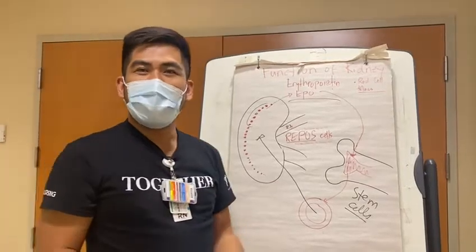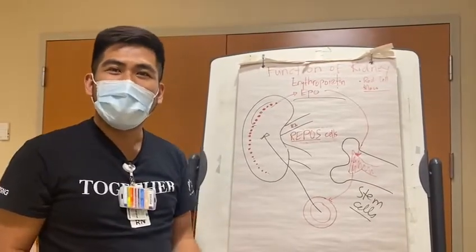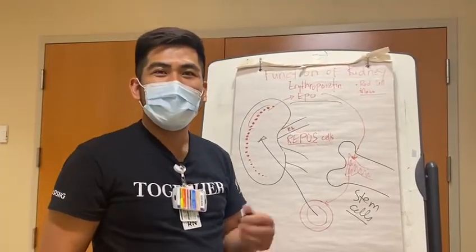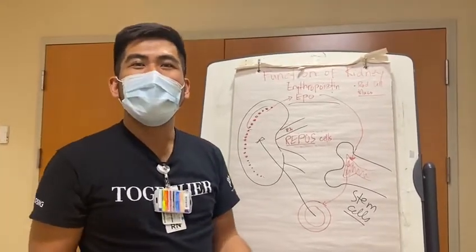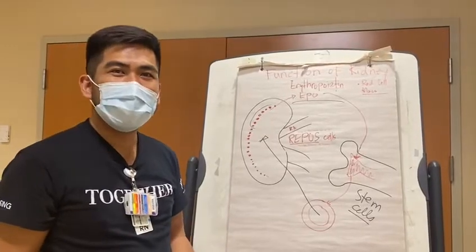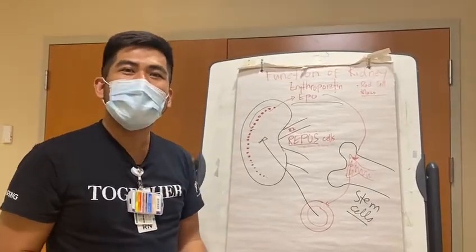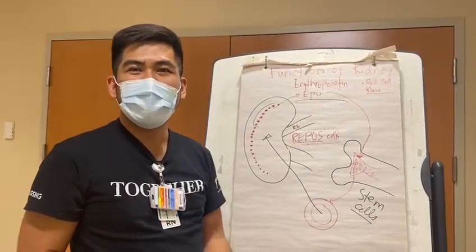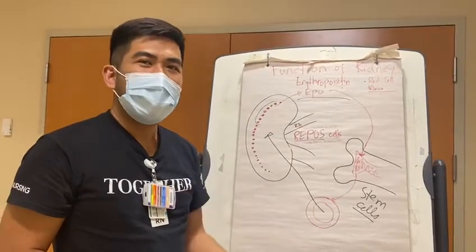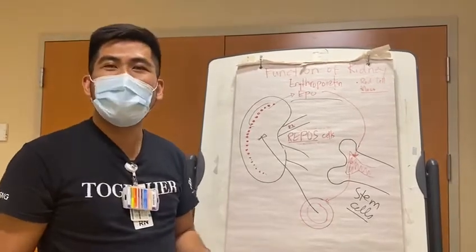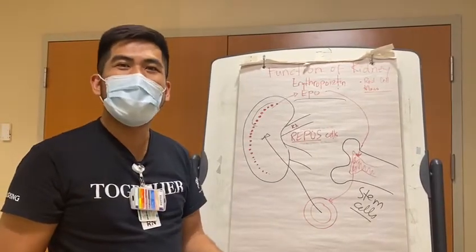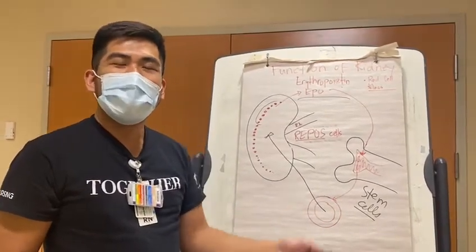Maybe they are asking a lot of questions about why we are giving them this synthetic form of erythropoietin. So from our discussion, we could tell them that erythropoietin is important in regulating the production of erythrocytes, which is the oxygen-carrying component in our body.